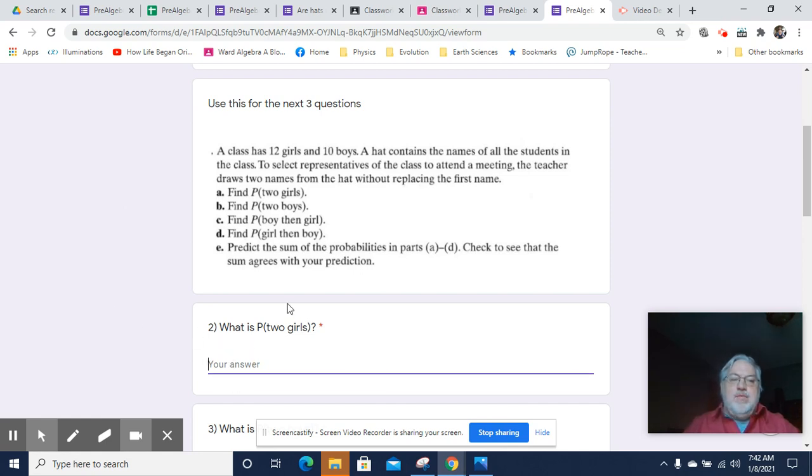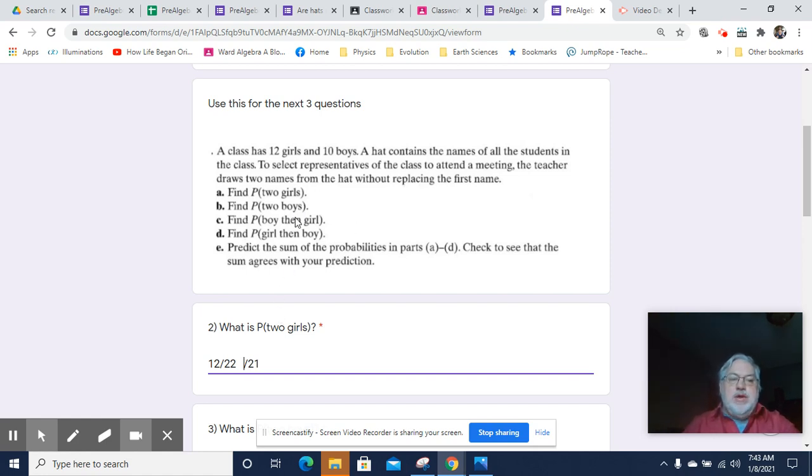Well, we've got 12 girls and 10 boys, so there is a total sample space. The total possible outcomes for that first draw is 12 plus 10, so 12 plus 10 is 22 possible outcomes. And the first draw is going to be 12. There's 12 girls, so there's 12 desired outcomes. Now, that's the probability of the first girl. And then the probability of the second girl is going to be out of a smaller number because we didn't replace. So now it's out of 21.